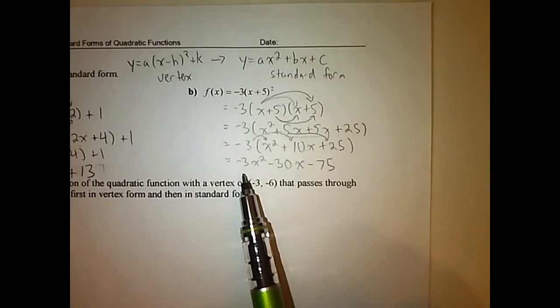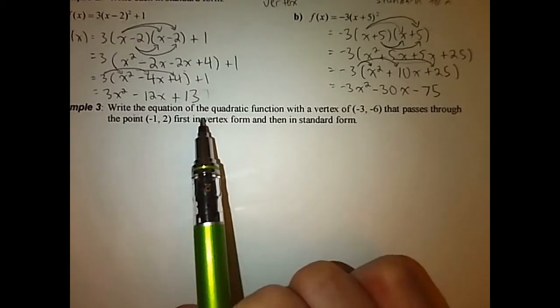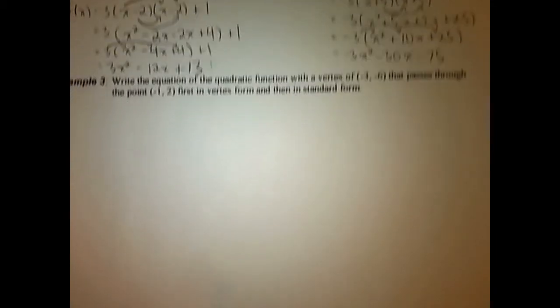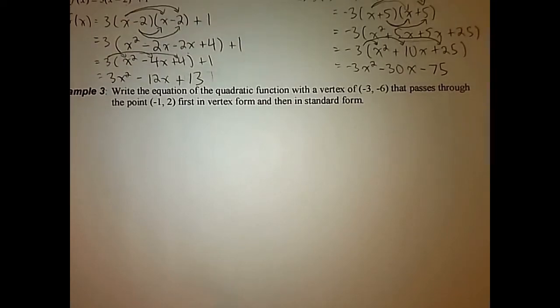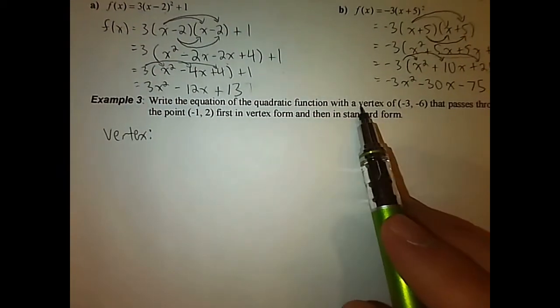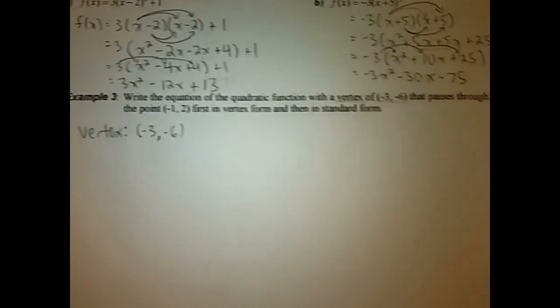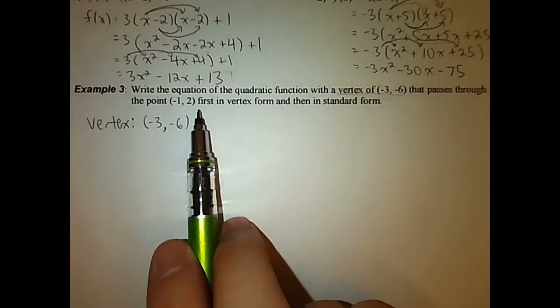So let's get to more of a wordy problem here. We're going to do a bit more math. This is example 3. It says write the equation of a quadratic function with a vertex of negative 3, negative 6 that passes through the point negative 1, 2, and put it in vertex form and then into standard form. So what do we know? Well, we know the vertex. I'm going to write a little bit bigger, hopefully I don't run out of room. The vertex, underlined in the question, is negative 3, negative 6. And it passes through the point negative 1, 2. First in vertex form, then standard.